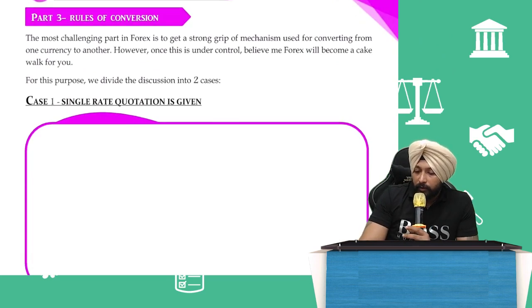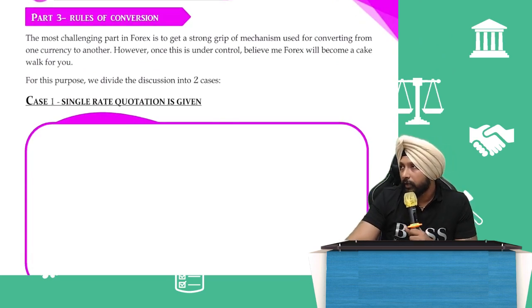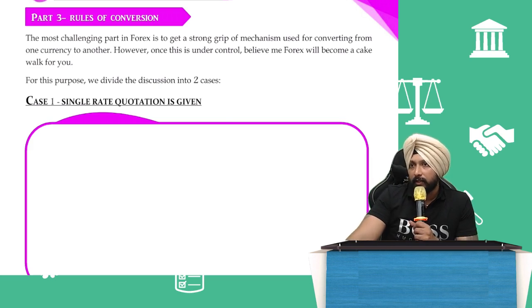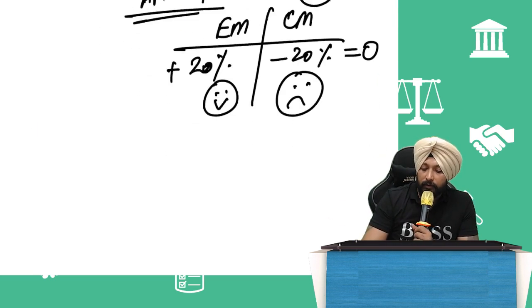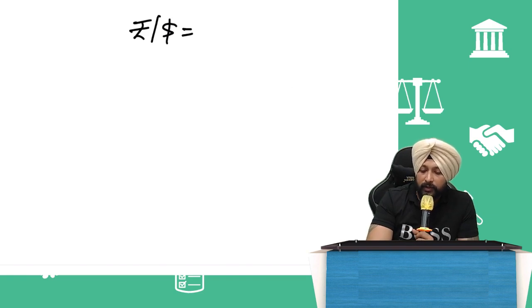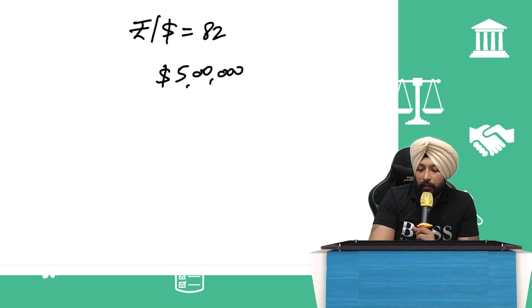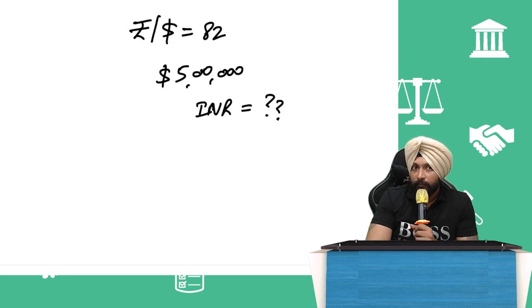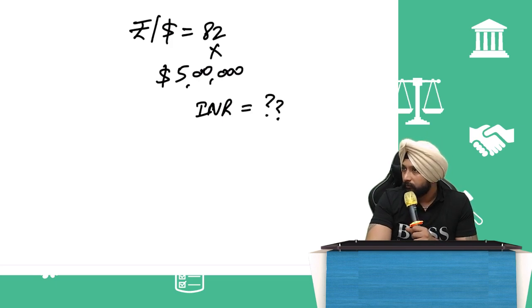Now we come to the important part of our discussion. When we are converting from one currency to another currency, whether to multiply or divide, that part we are doing now. See, this is actually simple stuff, but I don't want to take any chances. So we have formulated rules of conversion. Let's see, this rupee per dollar is 82. If you have $5 lakhs in hand and the question asks you what INR will you have on conversion, you do simple maths, you say, sir, 5 lakhs into 82. Correct, guys?